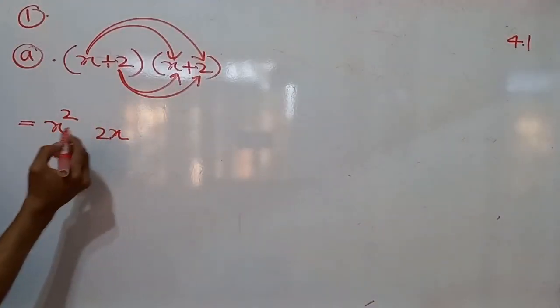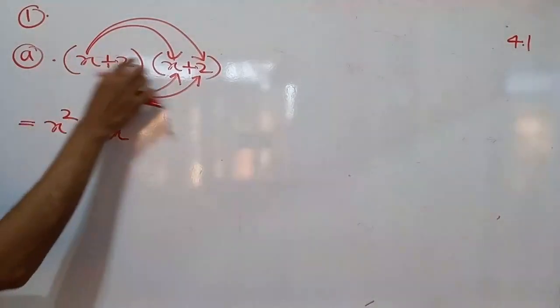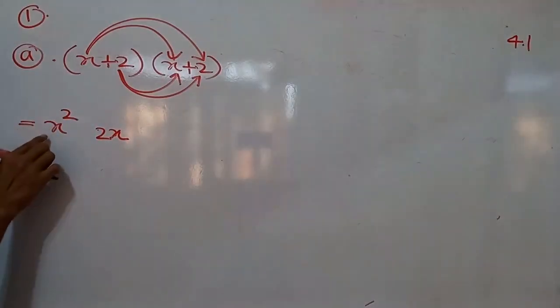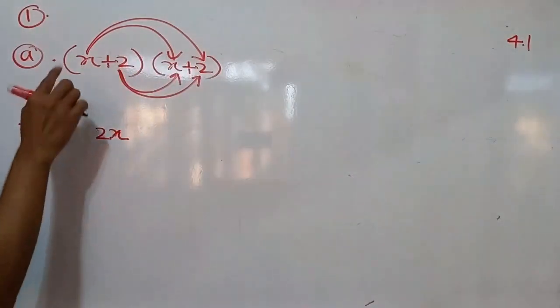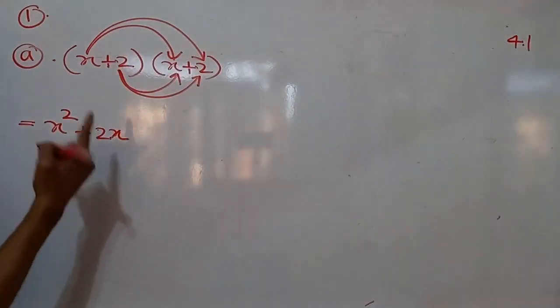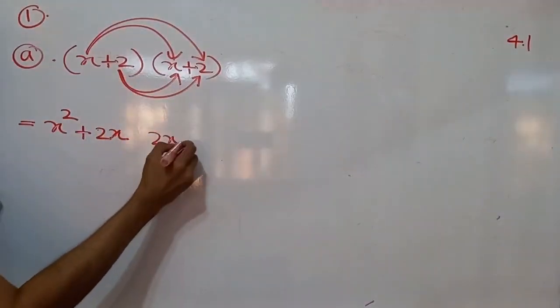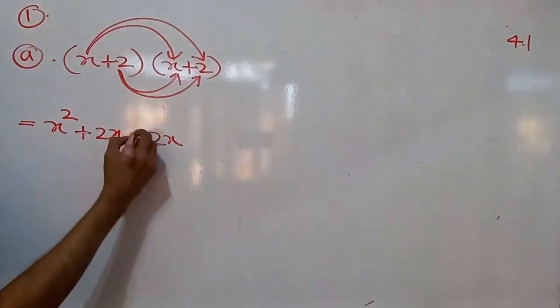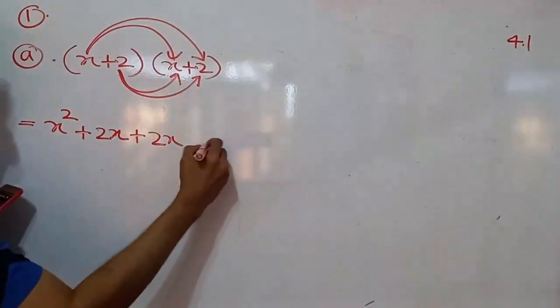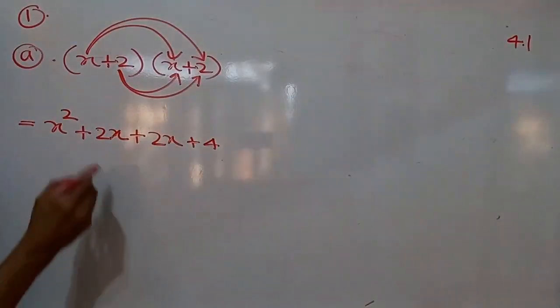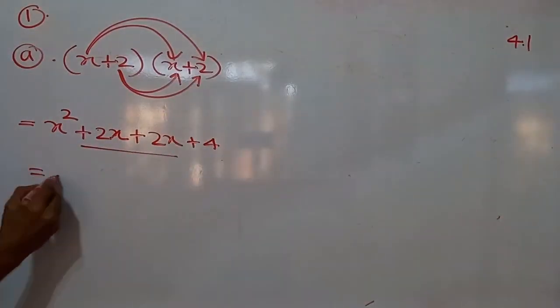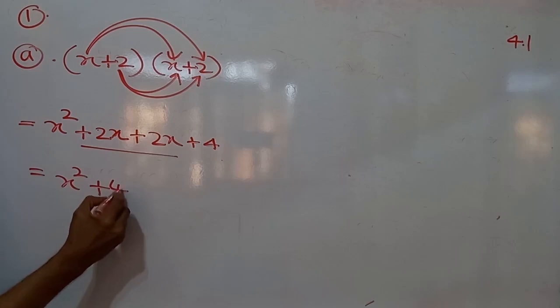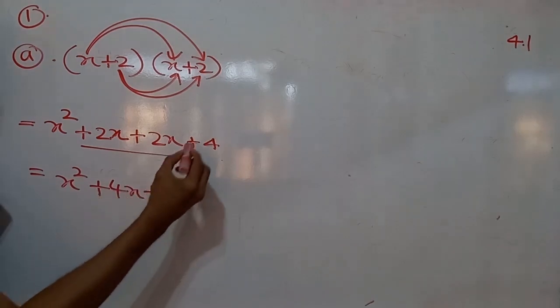x into x, x squared, that is positive. x into 2, that is 2x, that is also positive. 2 into x, that is 2x. Positive into positive, that is positive. 2 into 2, that is 4, a positive 4. Now we have 2 like terms. So x squared plus 4x plus 4.